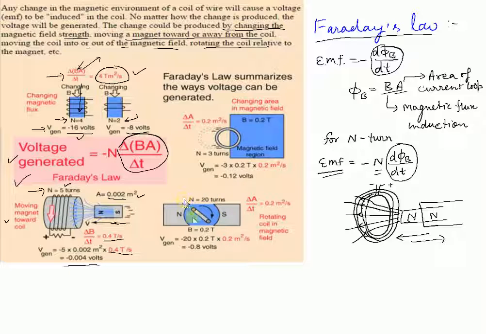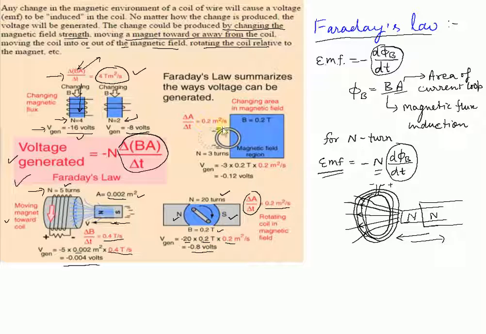Right, the second point is this one. Here the number of turns is 20, and we are rotating the coil inside the magnetic field. Here the magnetic field is constant and we are rotating the coil. B is 0.2 tesla, dA/dt, the rate of rotation per unit area, is 0.2 meter squared per second. N is equal to 20, so we put in the values: minus N times B times dA/dt, and as a result we get minus 0.8 volts.